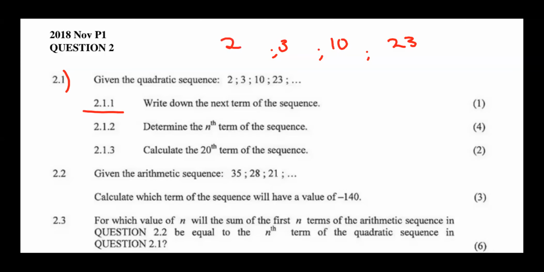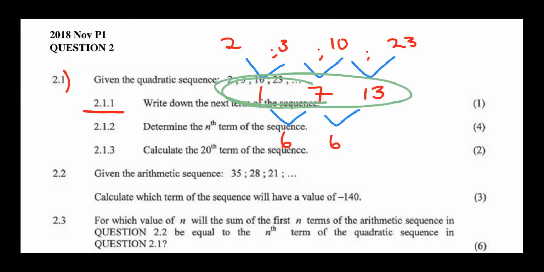Now let's first have a look and see what is the pattern here. So we know it's quadratic, which means the first differences will form an arithmetic sequence. Okay, so the first differences are 1, 7, and 13. And that does form an arithmetic sequence where the difference is 6. So that means that the second difference of the quadratic pattern is 6. And I want to bring your attention to the fact that the first differences form an arithmetic pattern, okay?